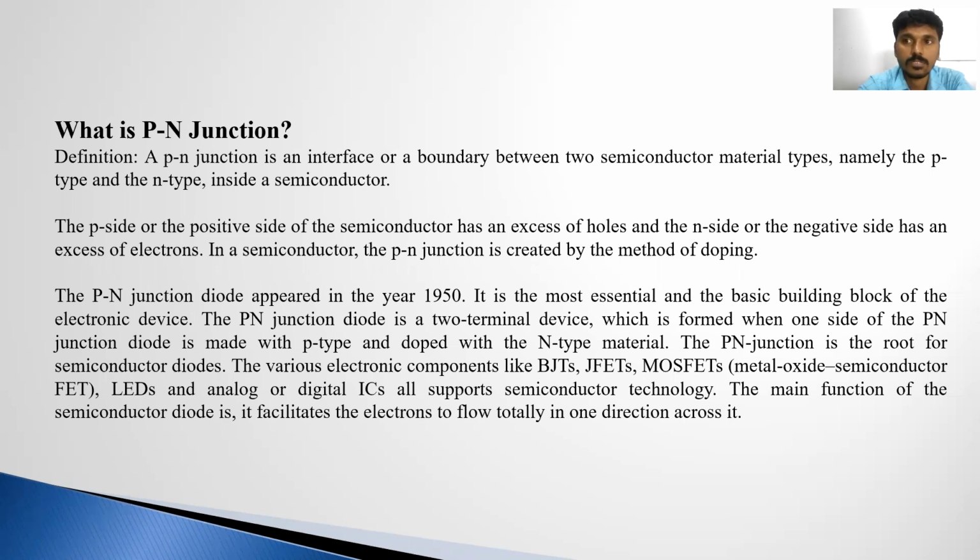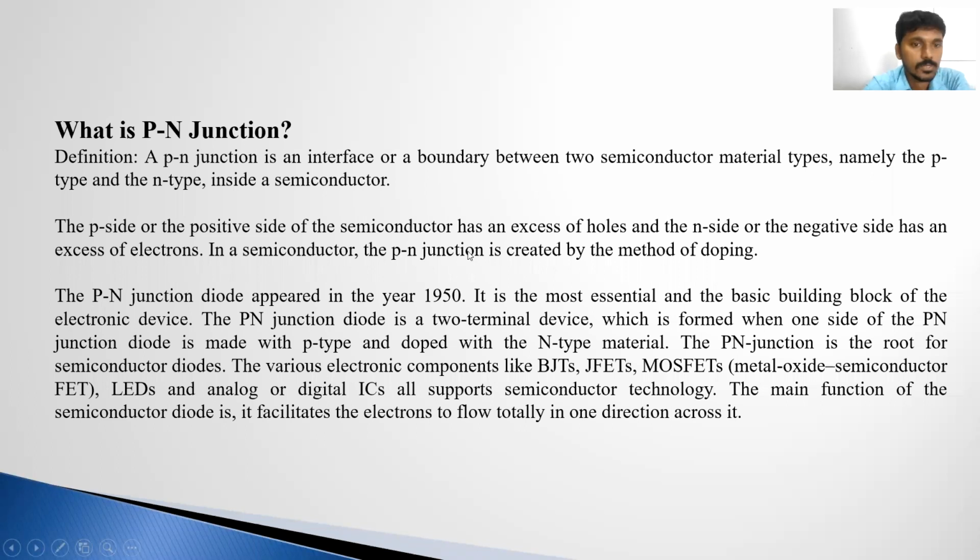Here we are using two different power semiconductor materials, P type material and N type material. Clear? The P side, or positive side, of the semiconductor has an excess of holes, and the N side, or negative side, has an excess of electrons. So the positive side of the semiconductor has holes, and the negative side has electrons. The PN junction is created by the method of doping.